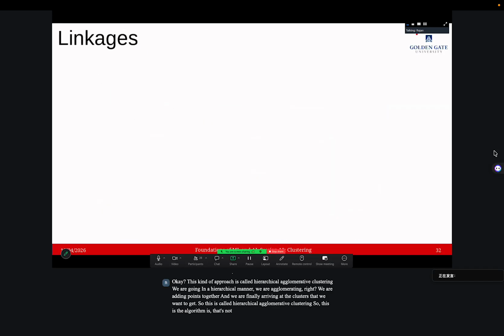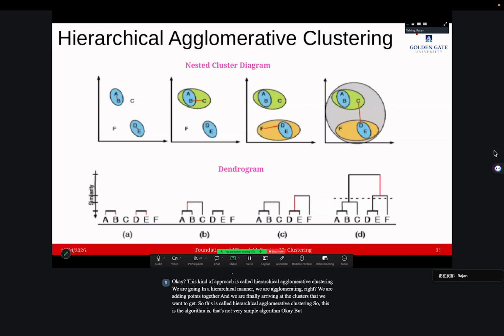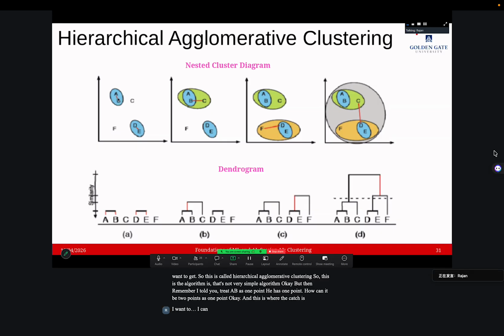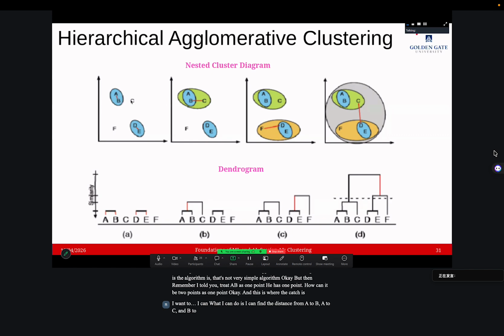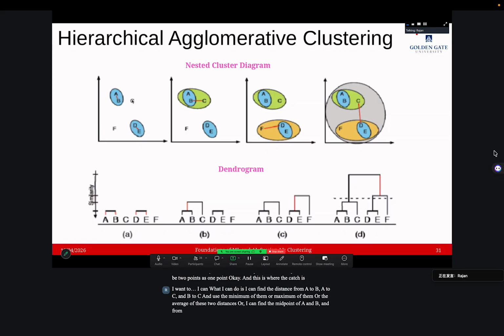Very simple algorithm. But remember, I told you to treat AB as 1 point, DE as 1 point. How can I treat 2 points as 1 point? This is where the catch is. What I can do is find the distance from A to C and B to C, and use the minimum of them, or the maximum, or the average of these 2 distances, or I can find the midpoint of A and B, and from that midpoint see how far away C is.